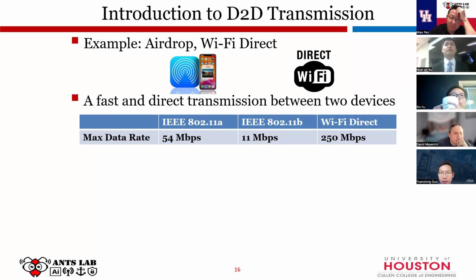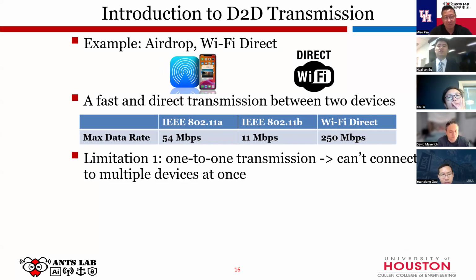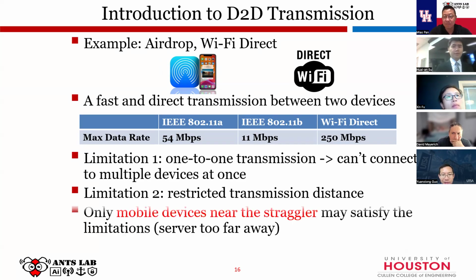As you can see, here is a chart, a table, showing that the right part, which is the Wi-Fi Direct, is significantly faster than the other existing transmission types. However, there are limitations to using this sort of D2D transmission. One of them is that this is usually a one-to-one transmission, so it cannot connect to multiple devices at the same time. The second limitation is that it is restricted by the transmission distance. You cannot expect all the devices to connect if they are too far away.